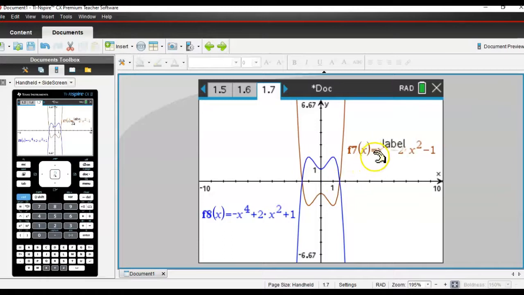It makes sense. Look at my first term here. This is a positive x to the fourth. This is a negative x to the fourth. Ladies and gentlemen, if it's even, the ends go the same direction. Positive goes up and negative goes down. All right, so that should make some sense.